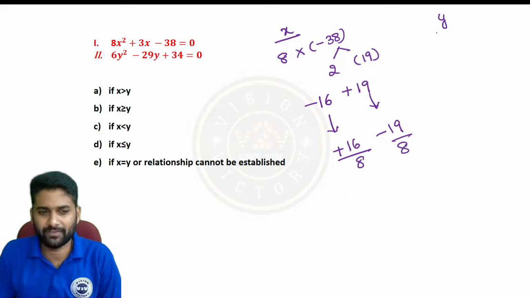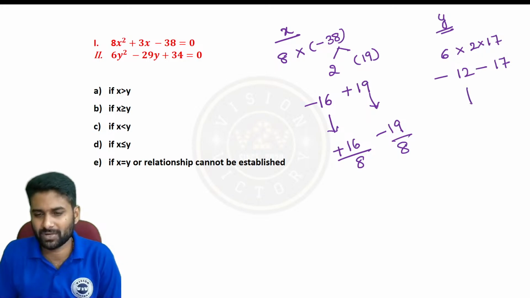Same way, find the y factors. 34 you can take as 2 into 17. So here 12, 17, and both are negative. Finally, the factors are plus 12, plus 17, divided by 6.